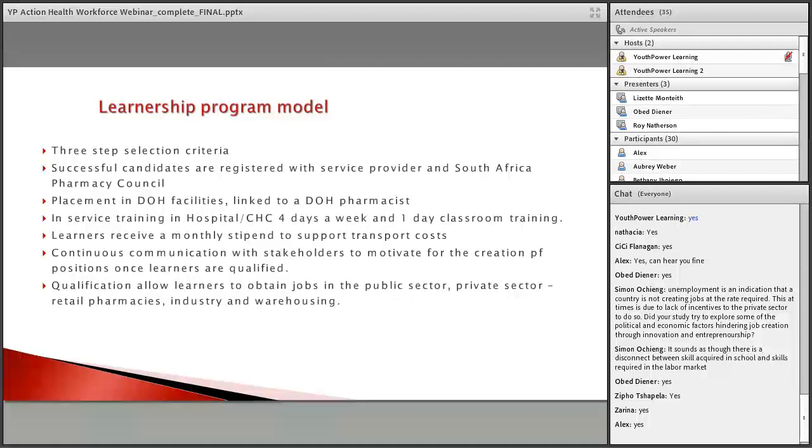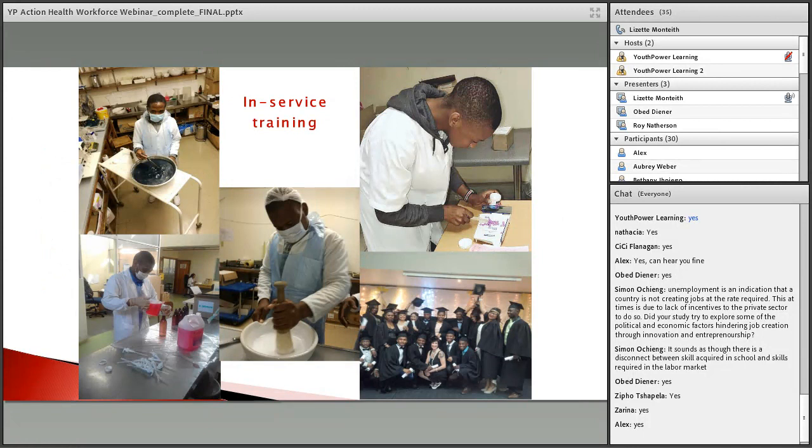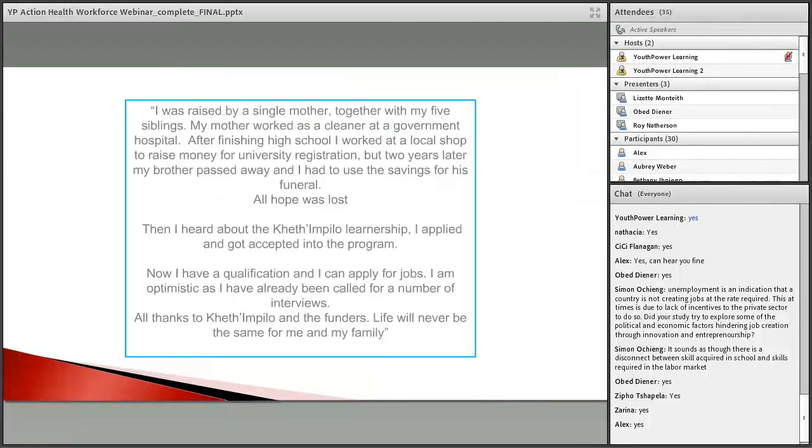Successful candidates are then registered with an accredited service provider and with the South African Pharmacy Council. They're placed in Department of Health facilities and linked to a Department of Health pharmacist who acts as tutor. Learners support the facilities from day one of the training due to the in-service nature of the training. They spend 4 days a week in the facility and 1 day a week in a classroom training with a facilitator. Learners receive a monthly stipend to support transport costs, and we have continuous communication throughout the training with stakeholders to motivate for the creation of positions for these learners once they qualify.